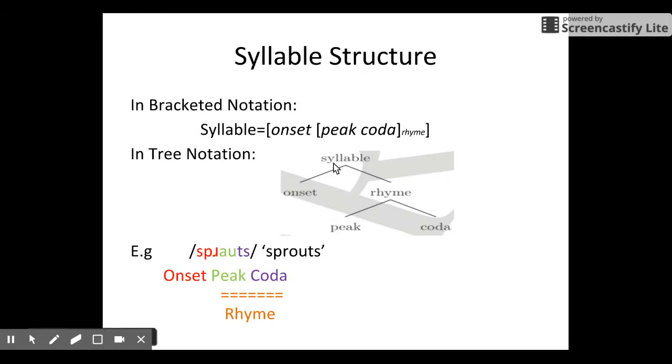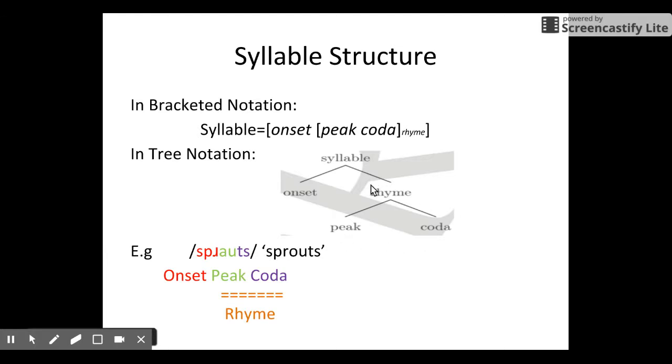So peak is the vowel of the syllable. And then the peak with the following consonant, the consonants following the peak, is called coda. Okay, coda. And then the consonants preceding the peak vowel is called onset. So within a syllable, we can have 3 different elements: onset, peak, and coda. Peak is a vowel, and onset is the preceding consonant, and coda is the following consonants.